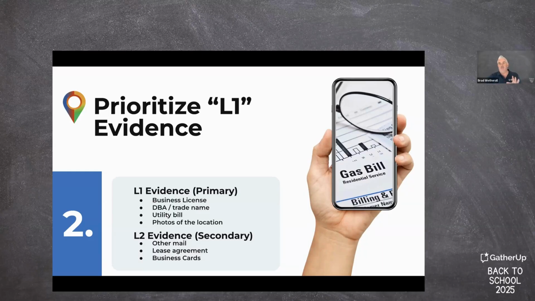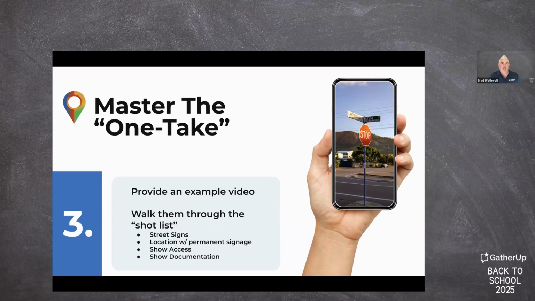So make sure that you have the right type of evidence. Issue number 3, really practice and script the video that you're about to take through video verification. I like to provide my clients a shot list, and I give them a script, and I say, start with the street signs. That's going to prove your existence in the world, and it's going to allow the Google support agent to place your business in the physical world, right? So great, street signs are important.